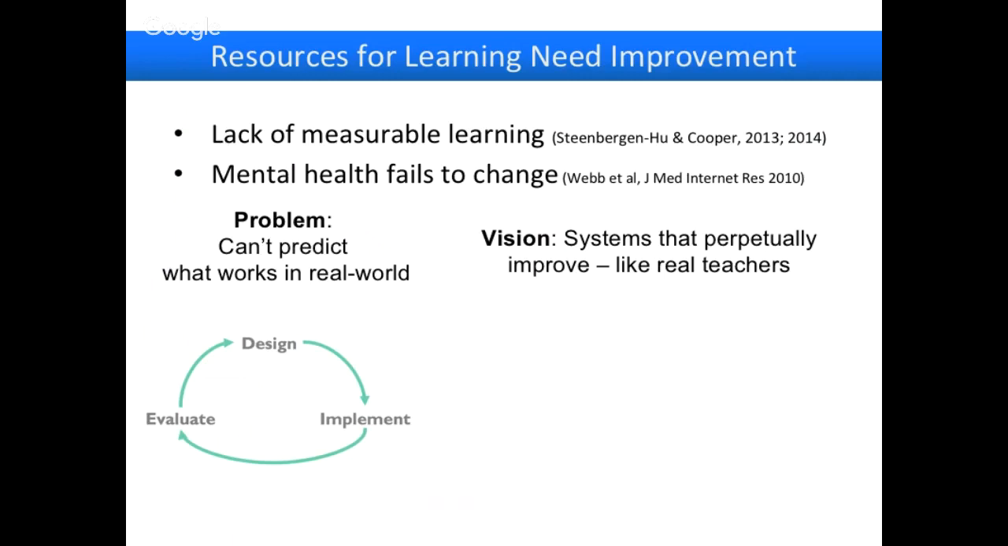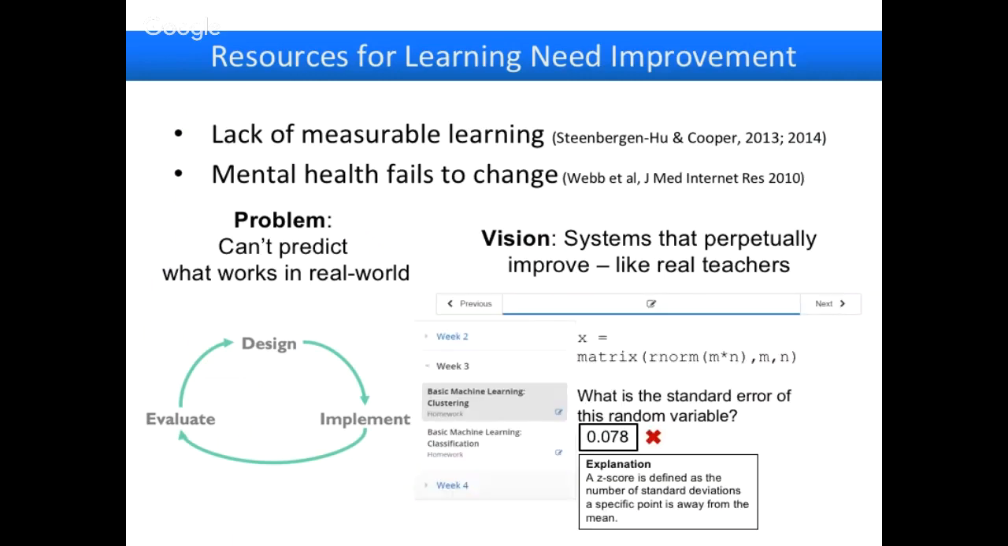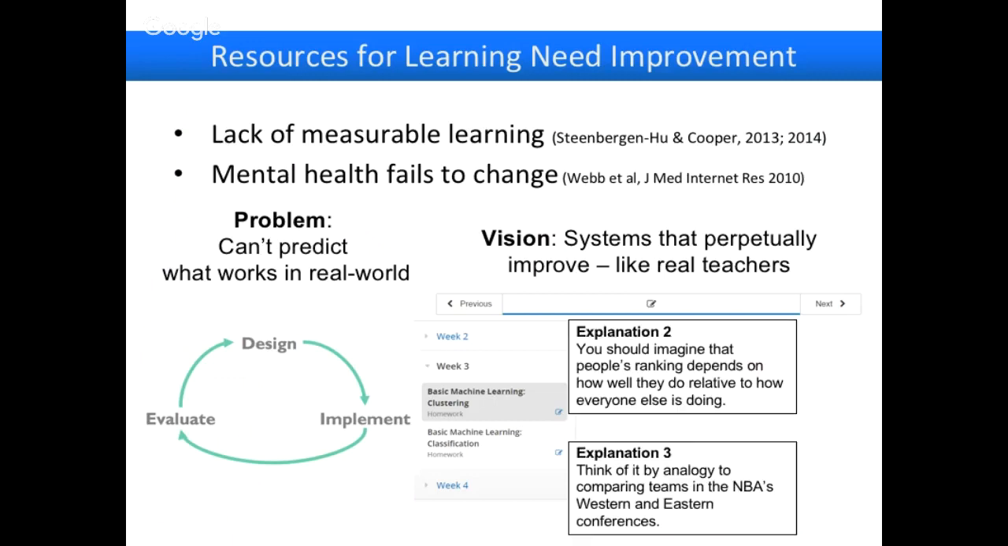So my vision for online learning software is that we should have systems that perpetually improve, just like real teachers. For example, if you think of an online problem, when someone gets an answer right or wrong, it gives them an explanation. But if you were teaching in person, you would never give the same explanation over and over again to every person. Naturally, you would give students different explanations every time.